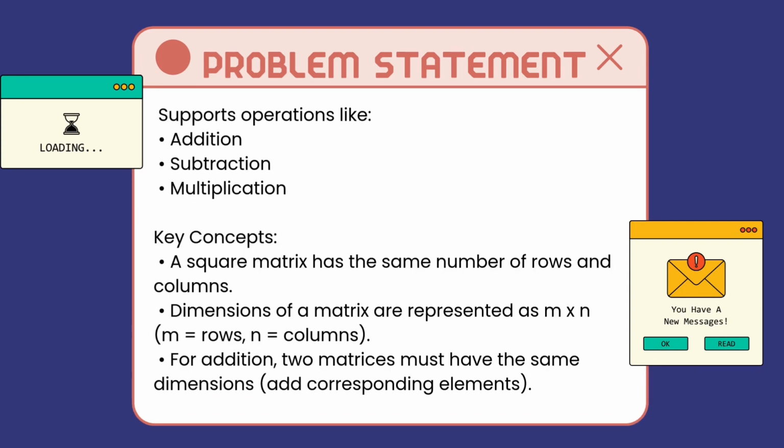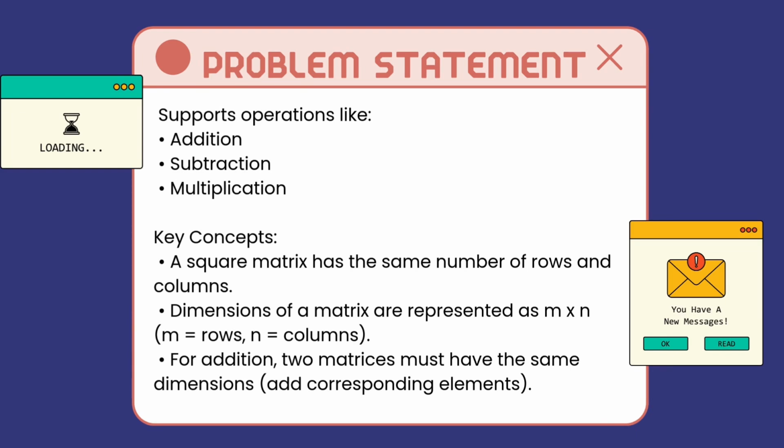In mathematics, a matrix is a grid function or a rectangular array in which the numbers are arranged in rows and columns. Metric calculator is a tool that helps to perform different metric operations such as metric addition, metric subtraction, and metric multiplication. A metric that has the same number of rows and columns is known as a square metric. The dimensions of a metric are usually represented as m times n. Here, m denotes the number of rows while n represents the number of columns in that metric. Thus, a 2 times 2 metric will have 2 rows and 2 columns.